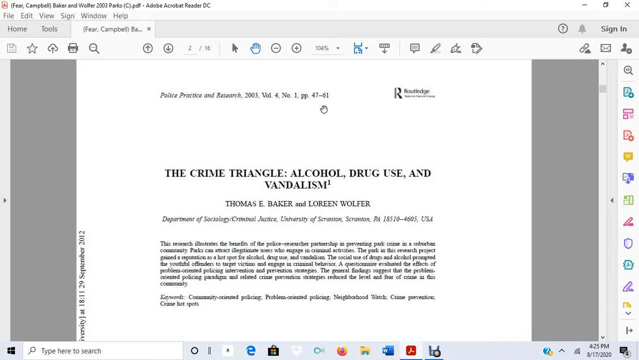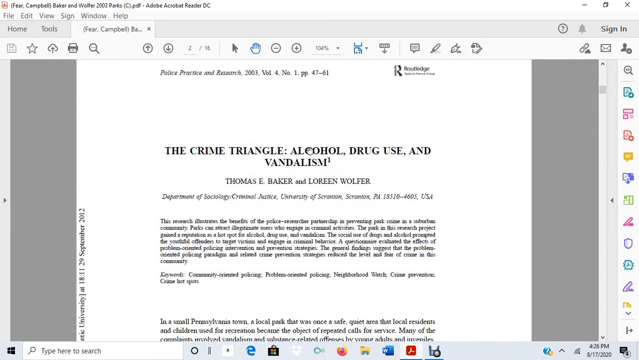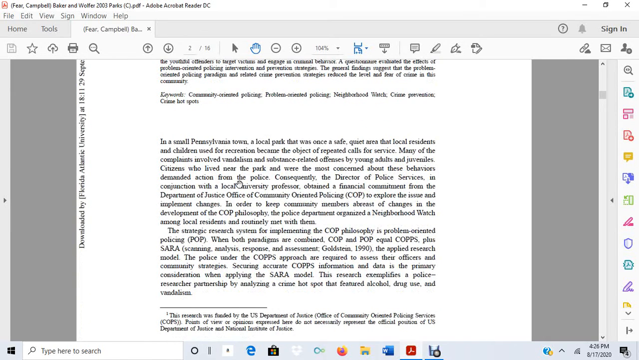Just a quick note on this, whenever you cite an article or whenever you discuss an article, you always want to refer to the page numbers within the article itself. So for instance, this is on pages 47 through 61. This would be page 47 of the article. So if we were talking about this, we'd be talking about this as page 47, not page 2 on the PDF. Okay, so don't get those mixed up.